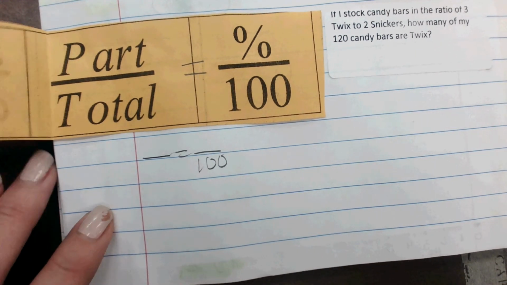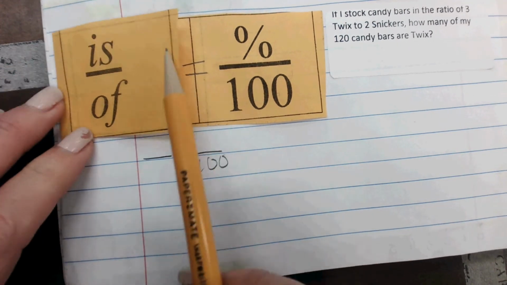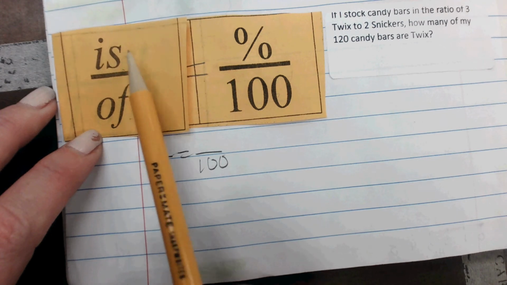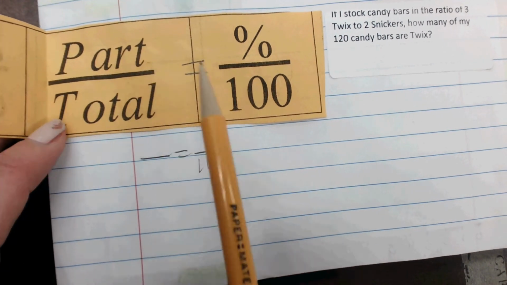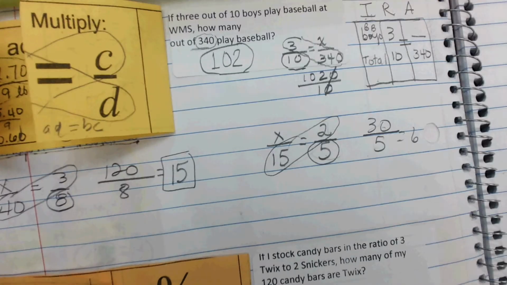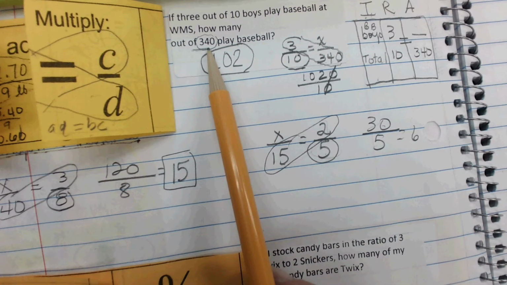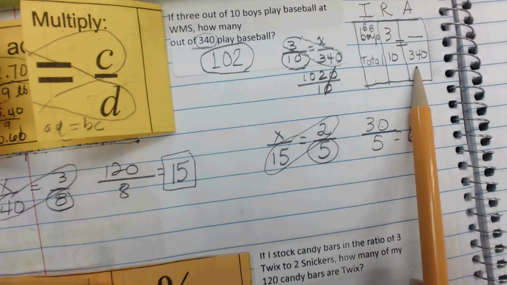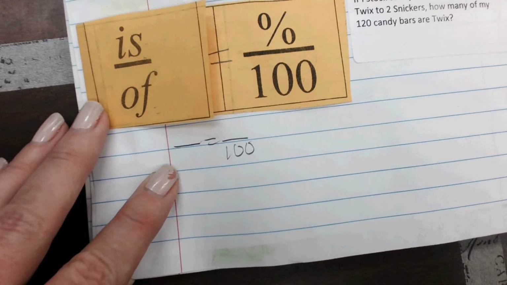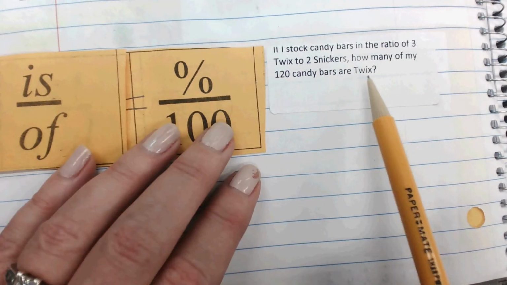Now there's a cheat. Let's close our foldable. If your statement has the word is and of in it, then the is is always the part, and the total is the of. Like before, when we were talking about how many out of 340, we knew that 340 was our total. So you're going to have a lot of questions like that that you're going to work on. But for now, I want to talk about this question.